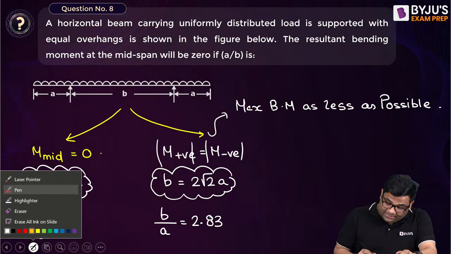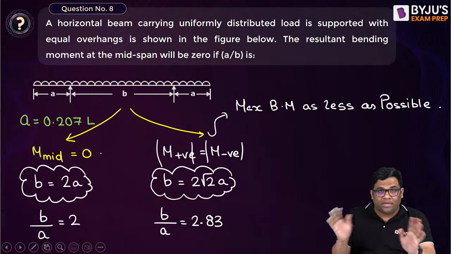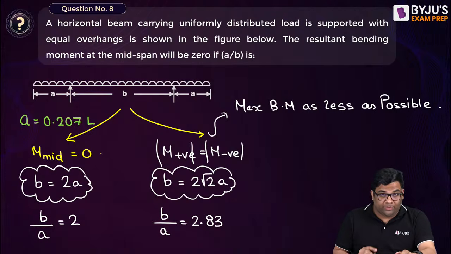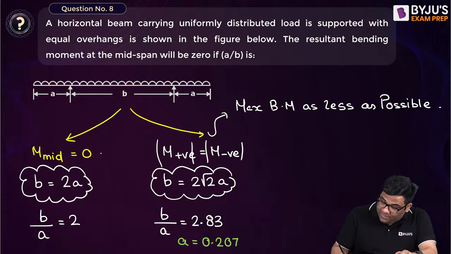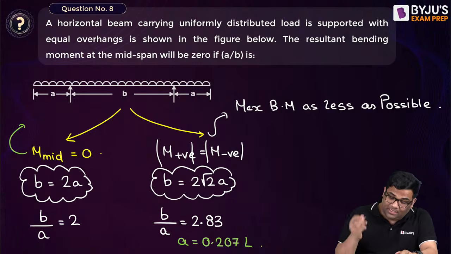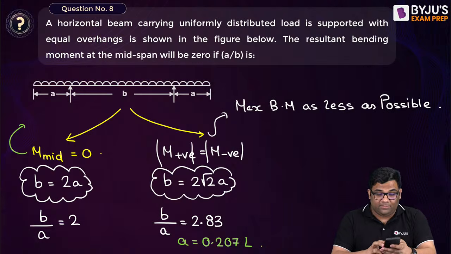Again, here in this, what is A? The overhanging portion, how much did we get? We got 0.207L, right? Remember? Here in the earlier case, we got 0.207L, right? Now, what is the overhanging portion here in this case, when the bending moment at midspan is 0? What is the overhanging portion in terms of L?